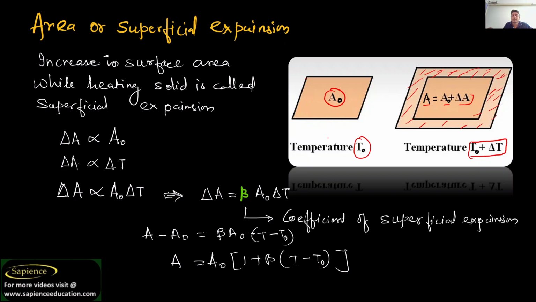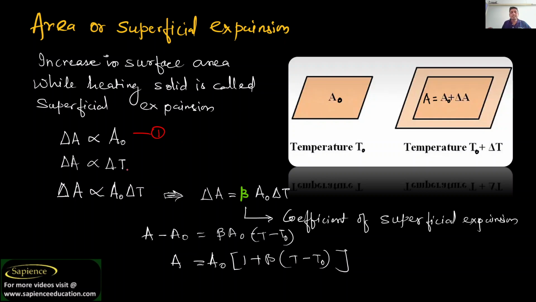Okay. Now we will go for the derivation part. Increase in surface area while heating a solid is called superficial expansion or areal expansion as well. Now tell me, change in area depends upon the initial area. The more initial area it has, the more change in area will happen. So this is your first equation, equation number 1.